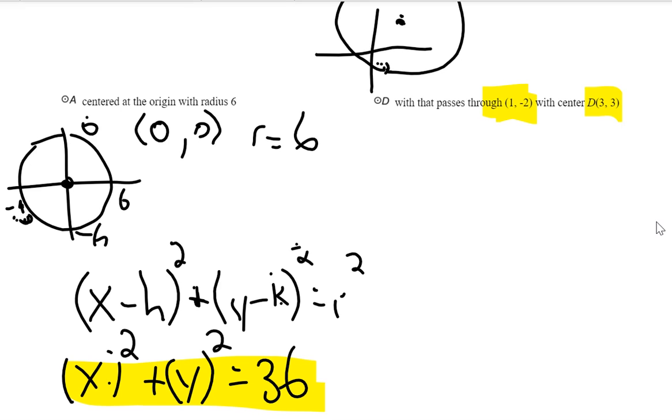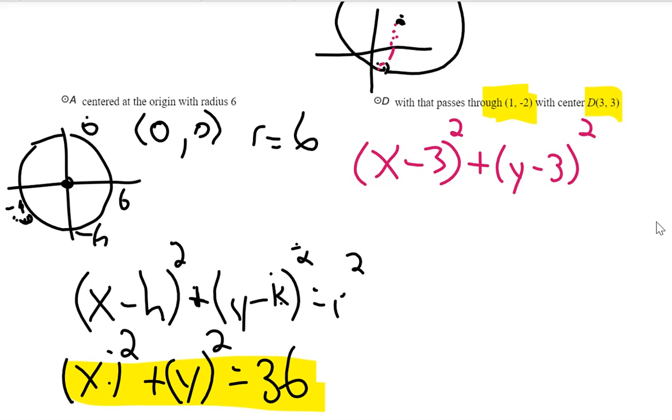So I can use that point to find what my radius is going to be there. So let's plug in what we know about our center point first. We know it's at 3, 3, so the beginning part of my equation is going to be (x minus 3) squared plus (y minus 3) squared. The whole thing is going to be equal to my radius squared.